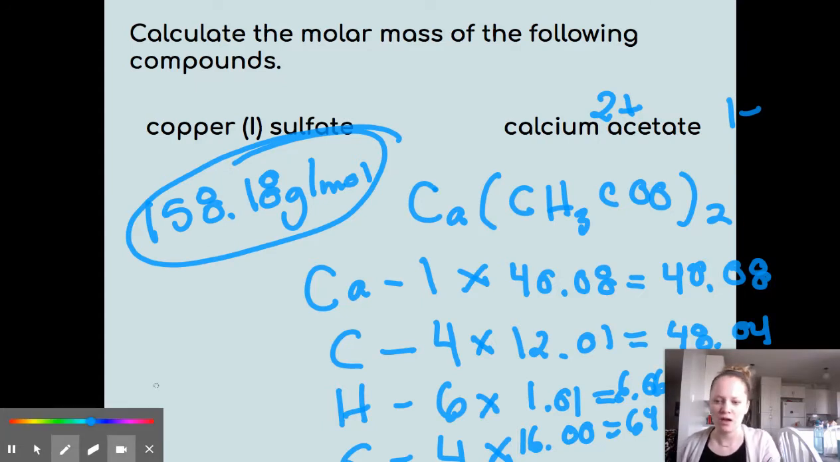Okay, I'm going to stop there, and we'll continue with this concept for calculations of moles and dealing with a formula that's actually at the back of the periodic table.